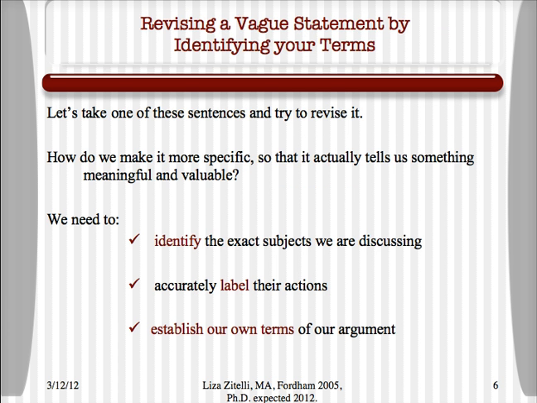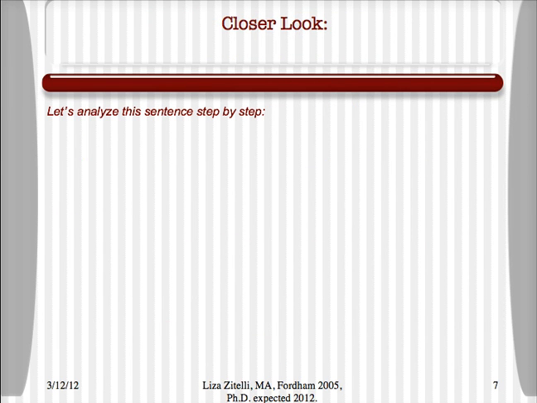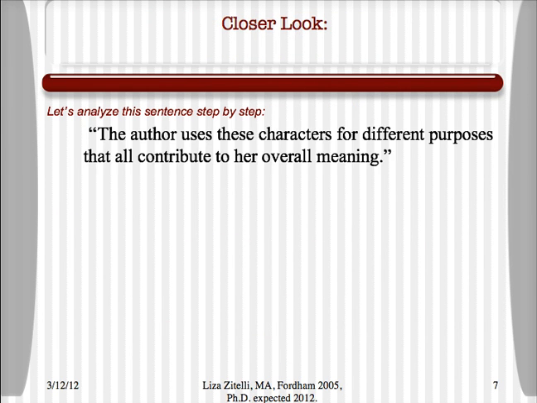How do we make it more specific so that it actually tells us something meaningful and valuable? We need to identify the exact subjects we're discussing, accurately label their actions, and establish our own terms of the argument. Let's analyze the sentence step by step.